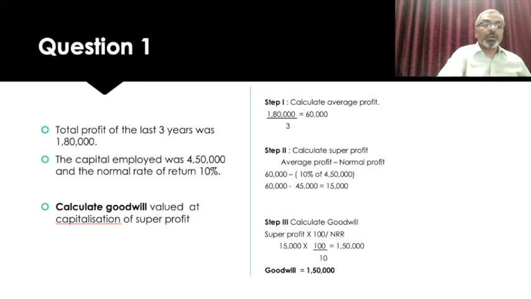Now we are calculating goodwill on the basis of super profit using the formula super profit into 100 divided by normal rate of return, or super profit into reciprocation of normal rate of return. So 100 divided by 10, that is the reciprocation. 15,000 into 10 gives us 1,50,000. So the goodwill of the firm is 1,50,000 in this case.